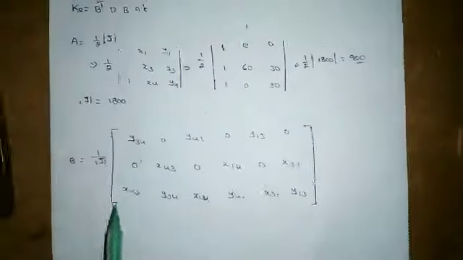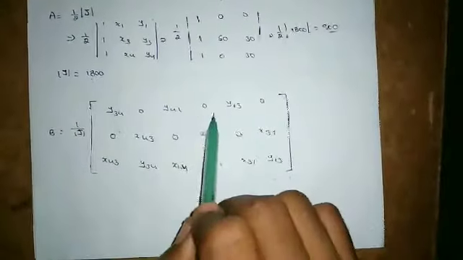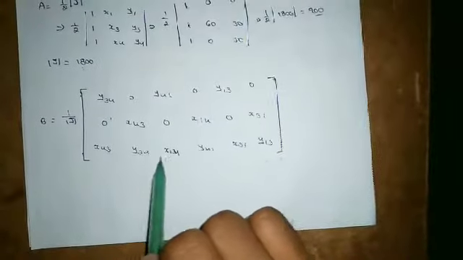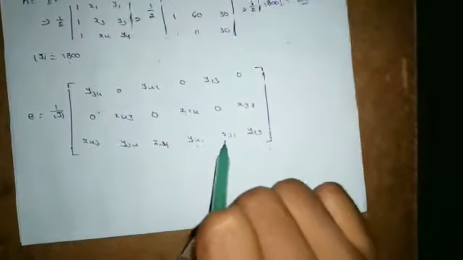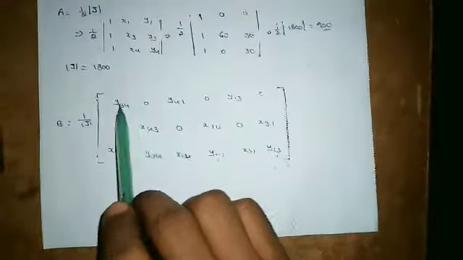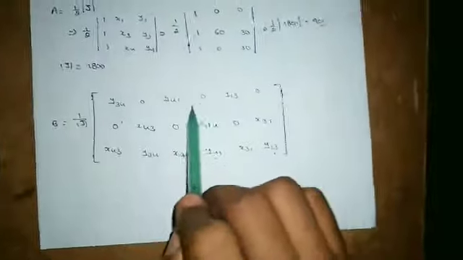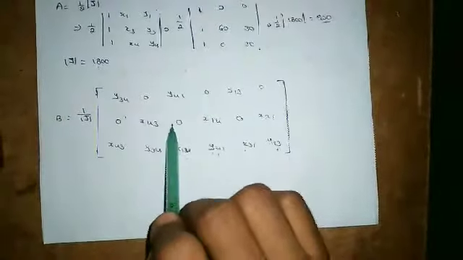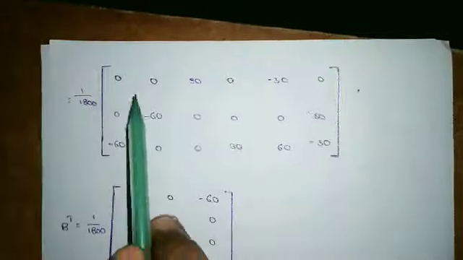The B matrix formula is y34 0 y41 0 y13 0; 0 x43 0 x14 0 x31; x43 x34 x14 y41 x31 y13. Substitute all the values here. y34 means y3 minus y4, y41 means y4 minus y1. Similarly x43 means x4 minus x3. Substitute all the values, you will get the B matrix.